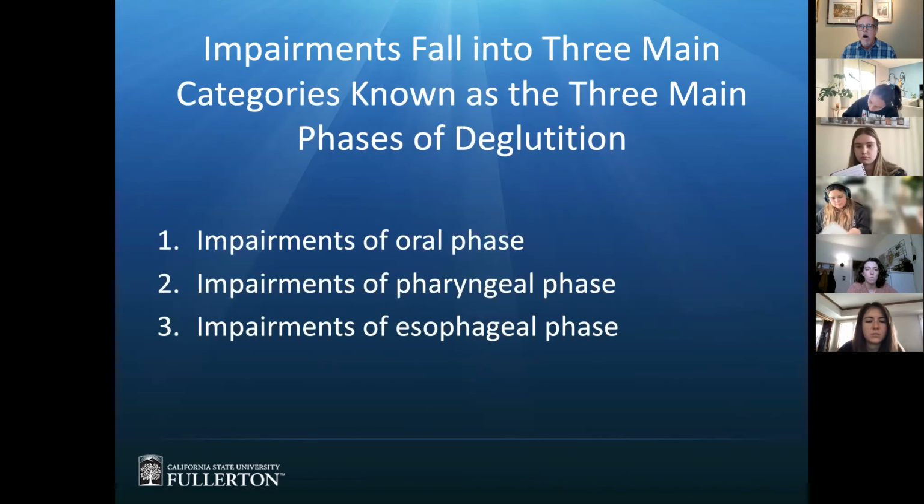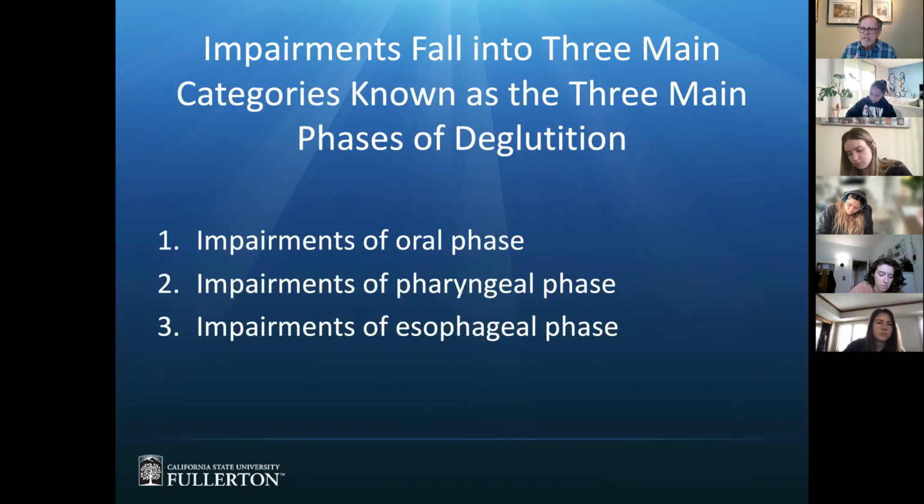Okay, all of our 9 impairments fall into one of 3 categories, and each category corresponds to one of the main 3 phases of deglutition. So there are impairments of the oral phase, impairments of the pharyngeal phase, and impairments of the esophageal phase. The esophagus can have some dysfunction. For example, it can have blockages or motility problems. It can have reflux where everything's swallowed fine until it gets down to the esophagus and then it comes back up again. That whole esophageal area is in somebody else's professional domain, not ours.